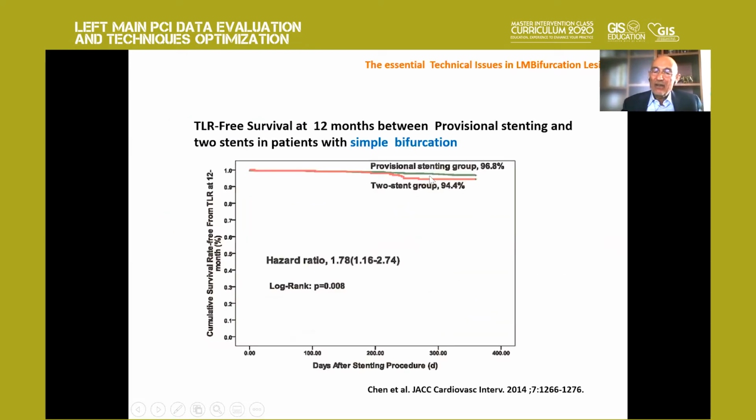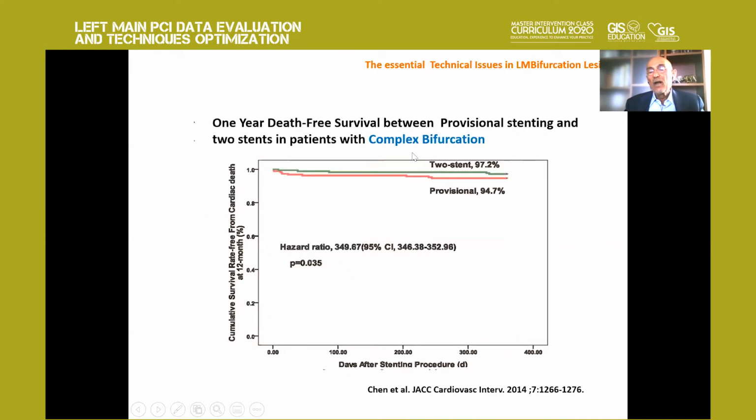And see how important this data is, because if you are going to do a simple bifurcation with a 2-stent technique, that means complex stenting, then the outcome will be worse compared to provisional stenting. Vice versa, if you are doing provisional stenting in a bifurcation that is complex as defined by the definition criteria, then the outcome will be worse than with 2 stents. This is the only study, I would say, showing that at least in selected patients with complex bifurcation, 2 stents are doing significantly better than 1 stent.